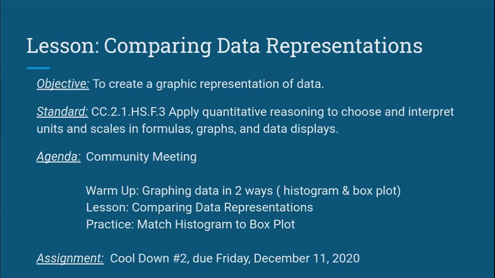So today, our lesson is going to be comparing data representations. The objective is again to create graphic representations of data. That is the standard that the state of Pennsylvania says we must cover in this course. And the agenda, we're going to have our community meeting as usual. We're going to do a warm up. You are going to be graphing data in two ways. So you'll be graphing the same data set in a histogram as well as in a box plot. And then the lesson will be comparing data representations.